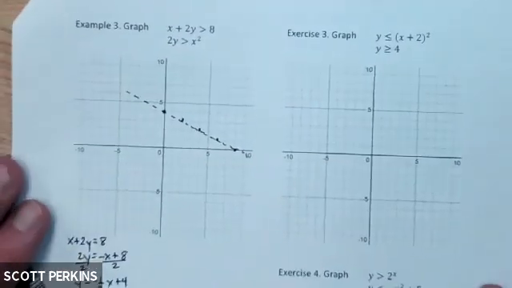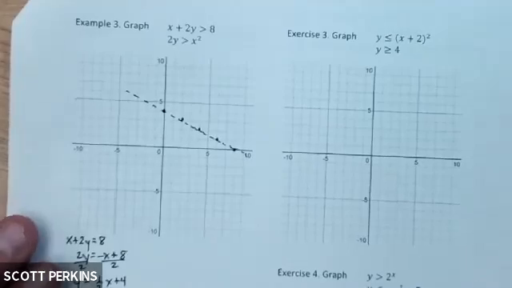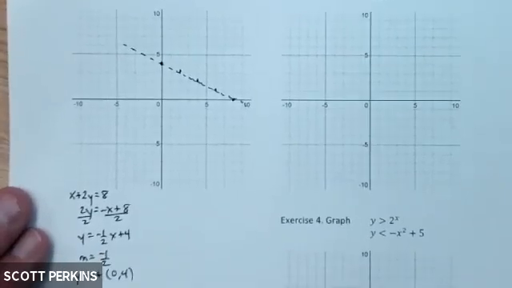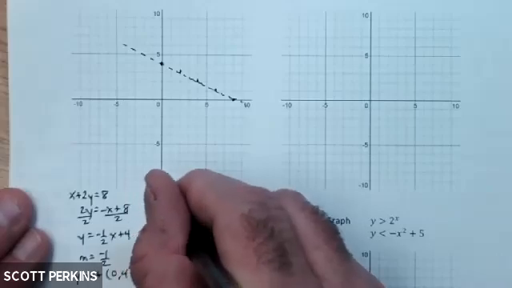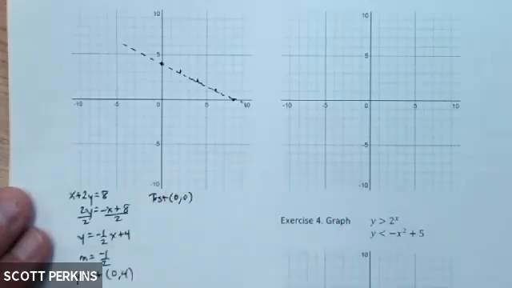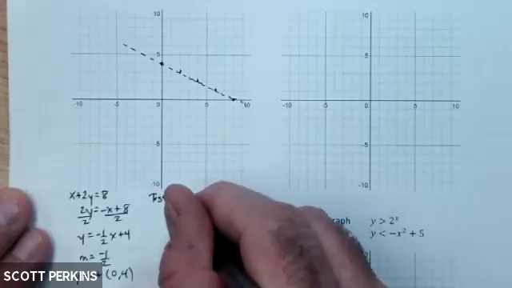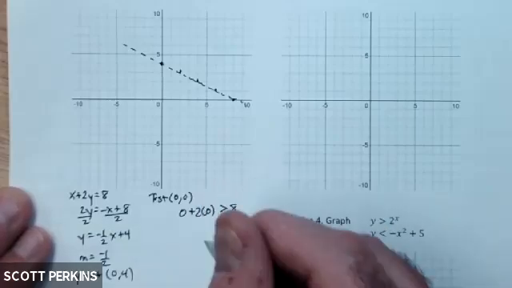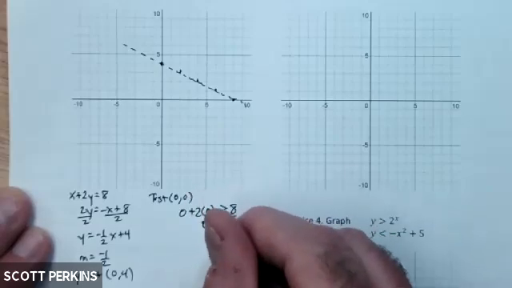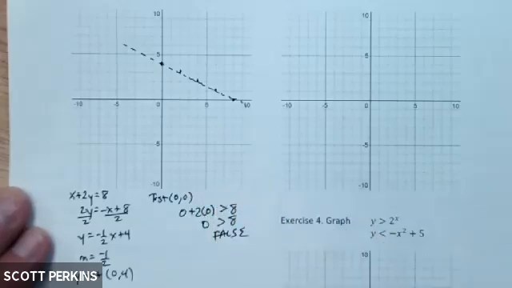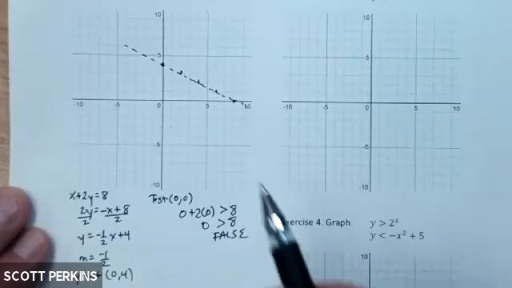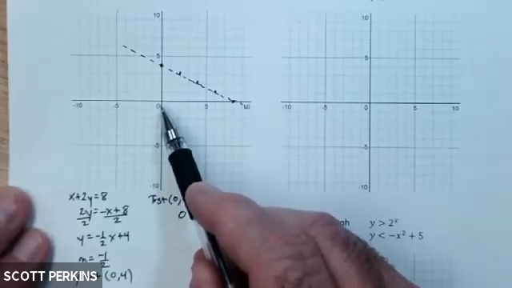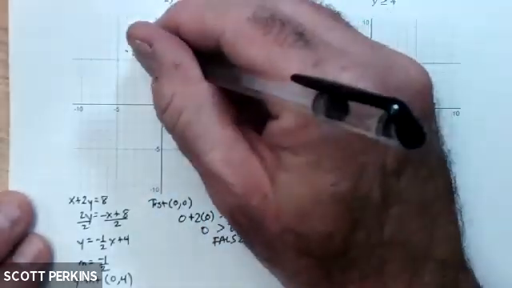Something like that. And now I have to test to see where I'm going to shade. So as is my habit, I'm sure you're fully expecting it now, we're going to test 0, 0. And when I test 0, 0, I get 0 plus 2 times 0 is greater than 8. That is 0 is greater than 8. That is a false statement. 0 is not greater than 8. So that means here is my test point where the tip of my pen is. And since I got a false statement, I'm going to shade up here.